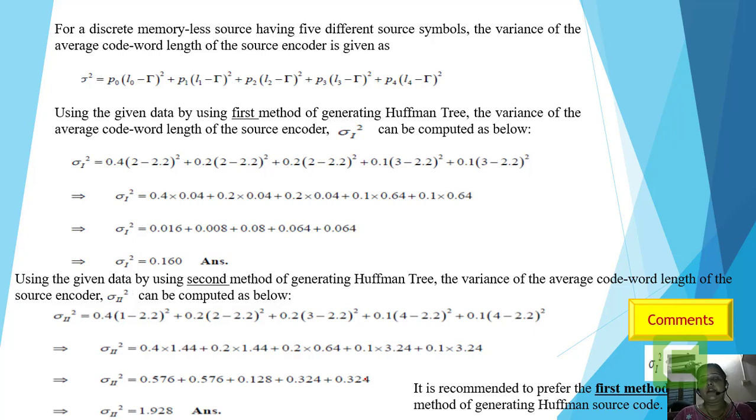So friends, I think you have got clarity on the two types of source coding techniques, their procedures, numerical solutions, and what the concept of source coding itself is.